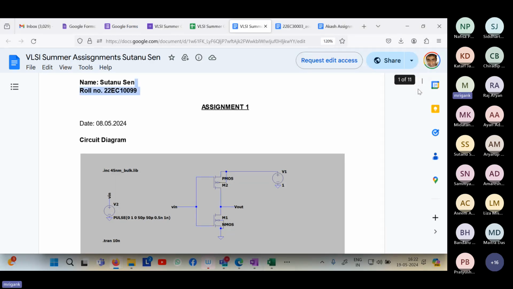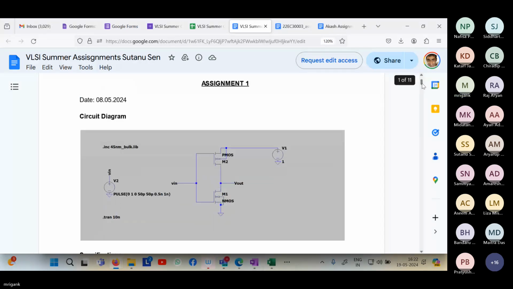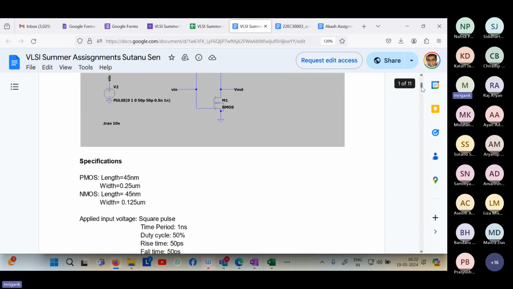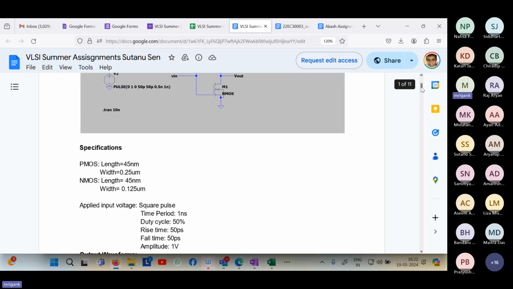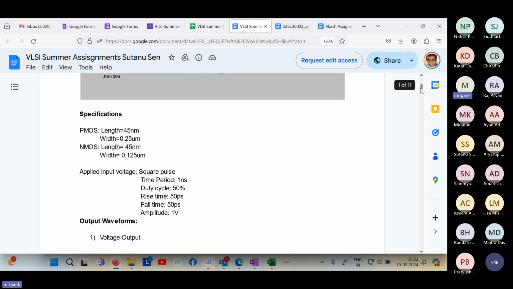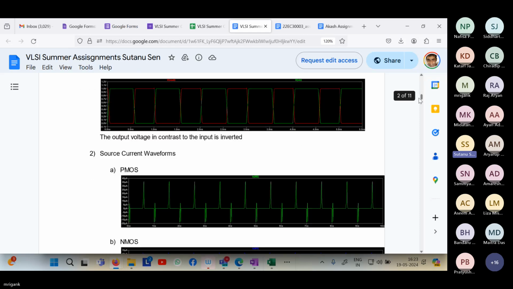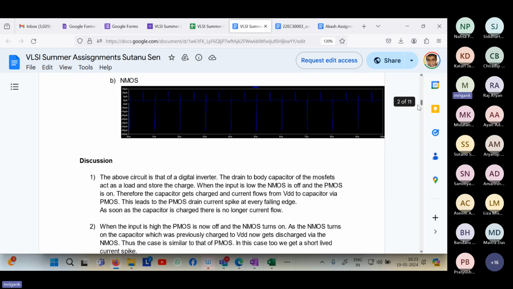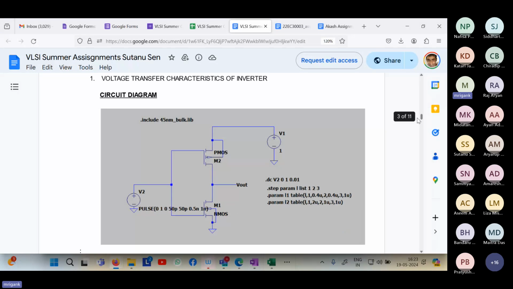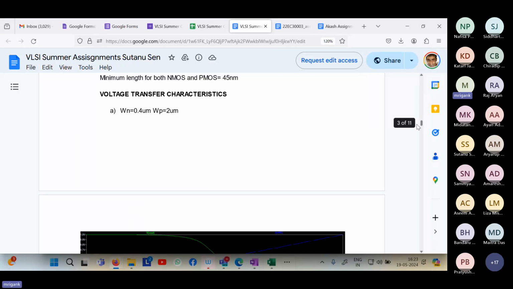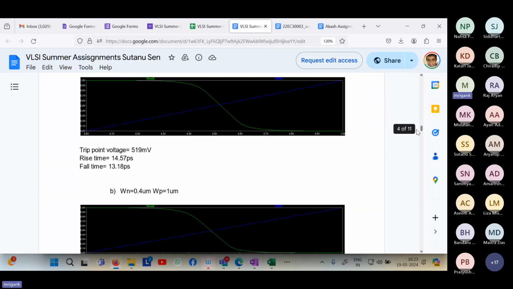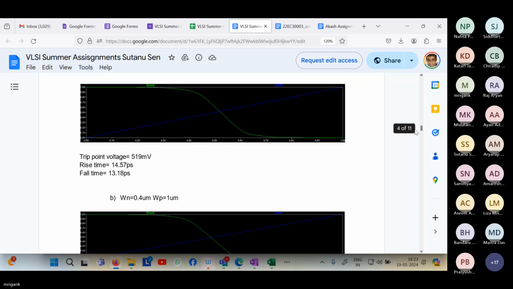Okay, so here, all right, so VDD and length is initially 45 nano, 0.25 micro, 45 nano, 0.125 micro. And here rise time fall time is again 50 picosecond. You said you are simulating with 5 picosecond. Sir, this is the first assignment which you sent. In the second assignment, I did. Okay, so let us go to the second. Second assignment is this W and WP, and rise time fall time is this much.